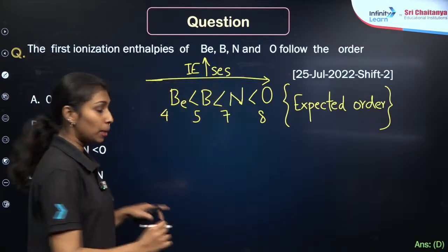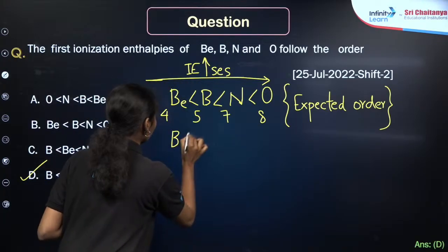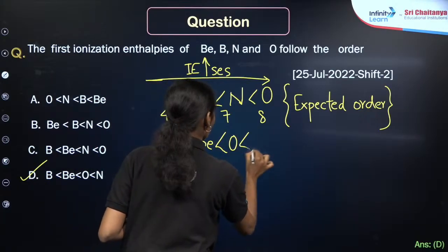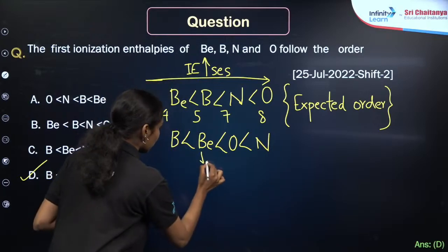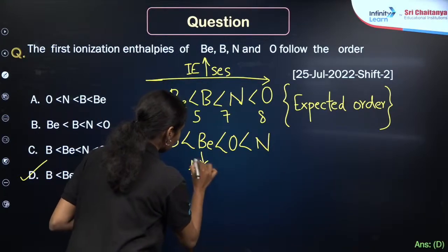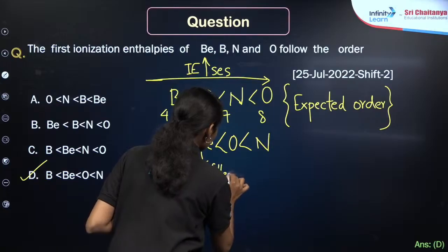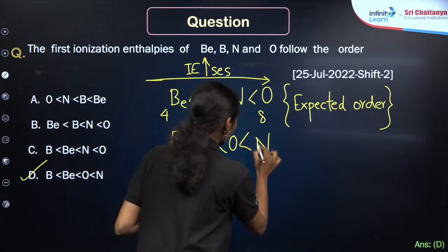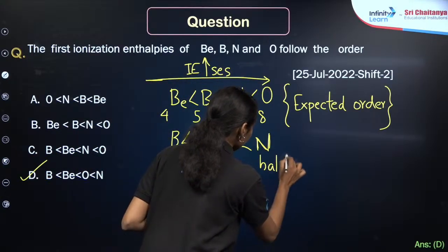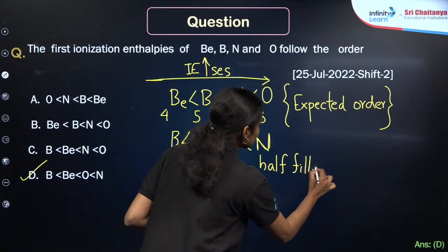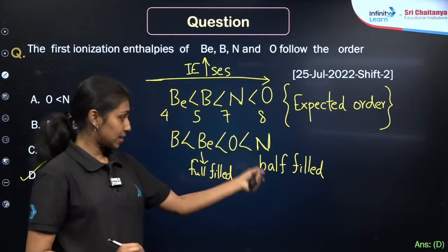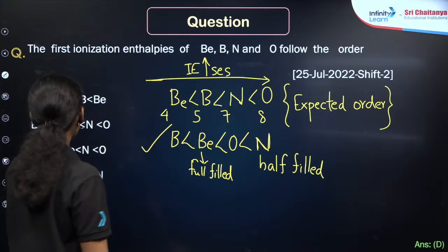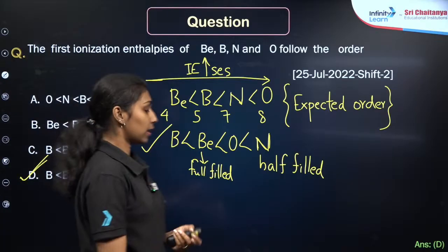But what happened here? Because of the stable electronic configuration, in the case of beryllium, it is the fully filled electronic configuration. Because of this extra stability, it will require more energy to remove the electron, which means Be is greater than B. Then nitrogen has the half-filled electronic configuration. Again, it gets more stability. In order to remove the electron from the nitrogen atom, we will require more energy than oxygen. Therefore, this will be the correct order for the ionization enthalpy for these particular elements, which means option D will be the correct answer. Clear?